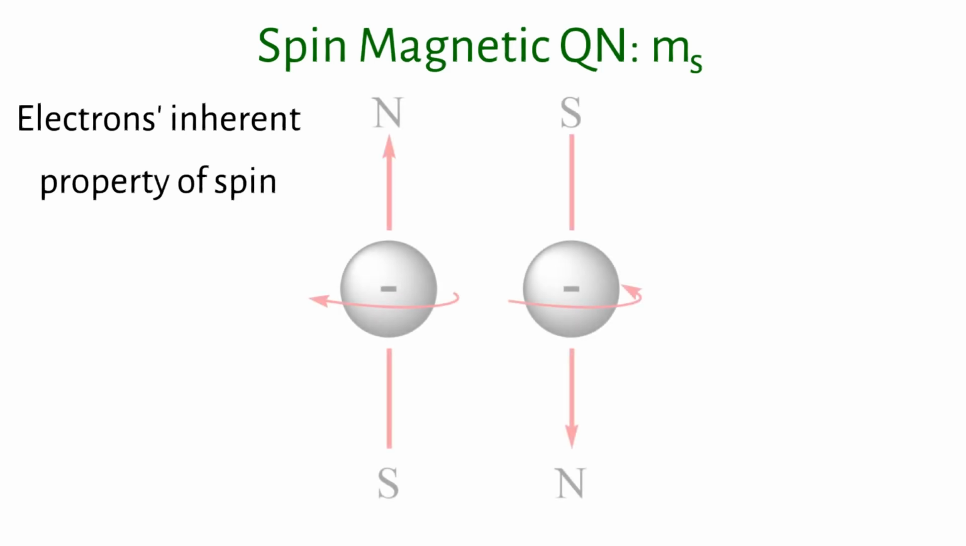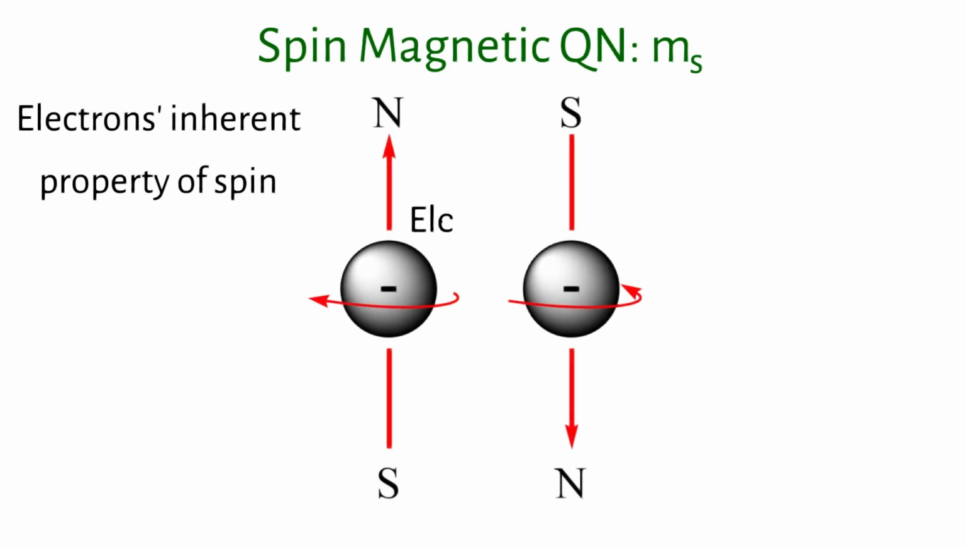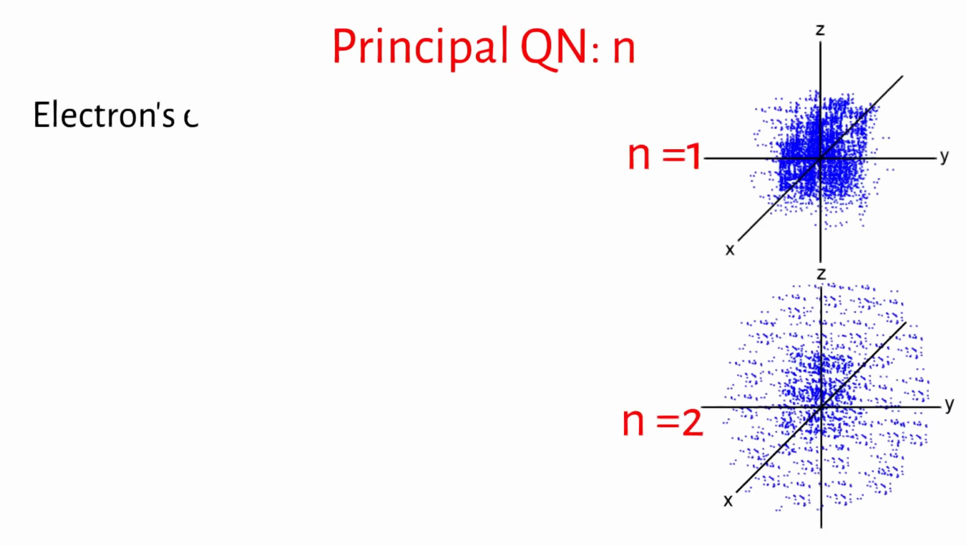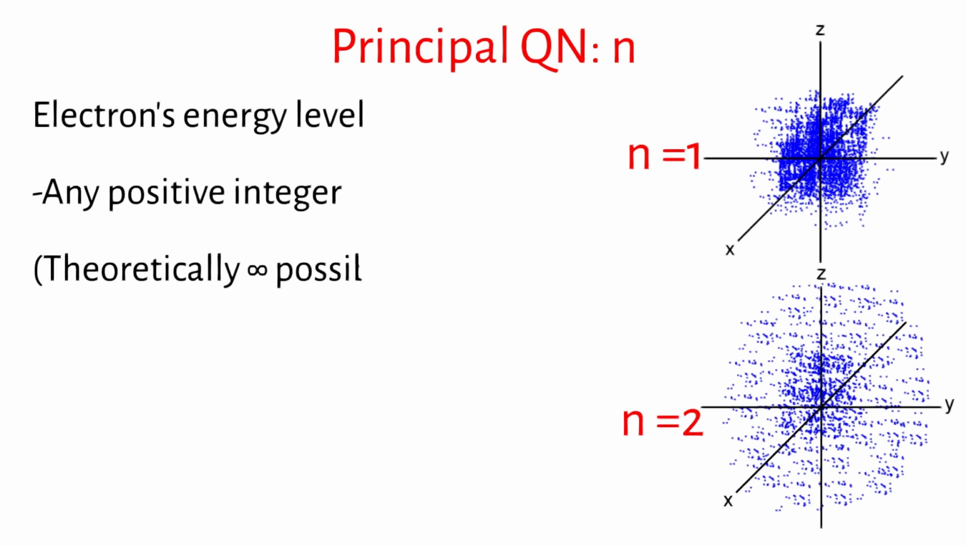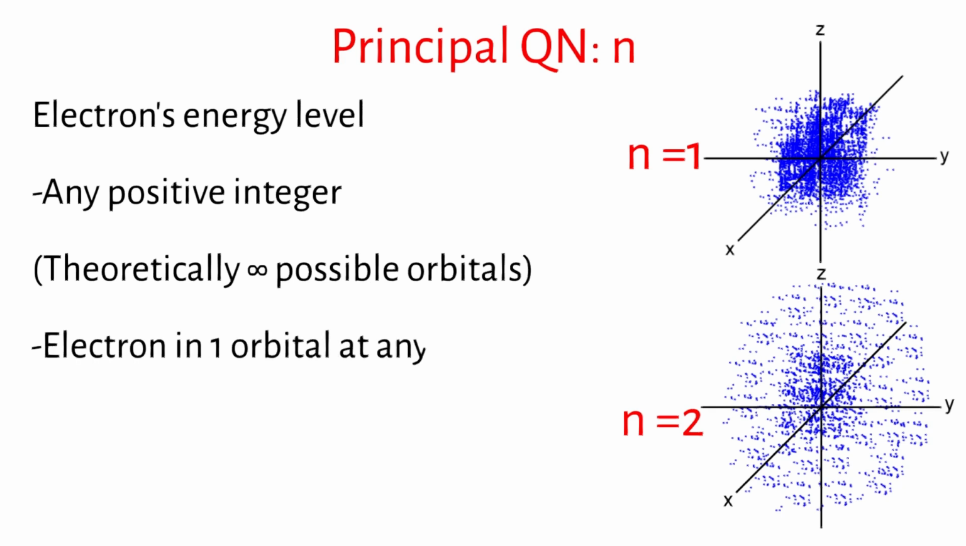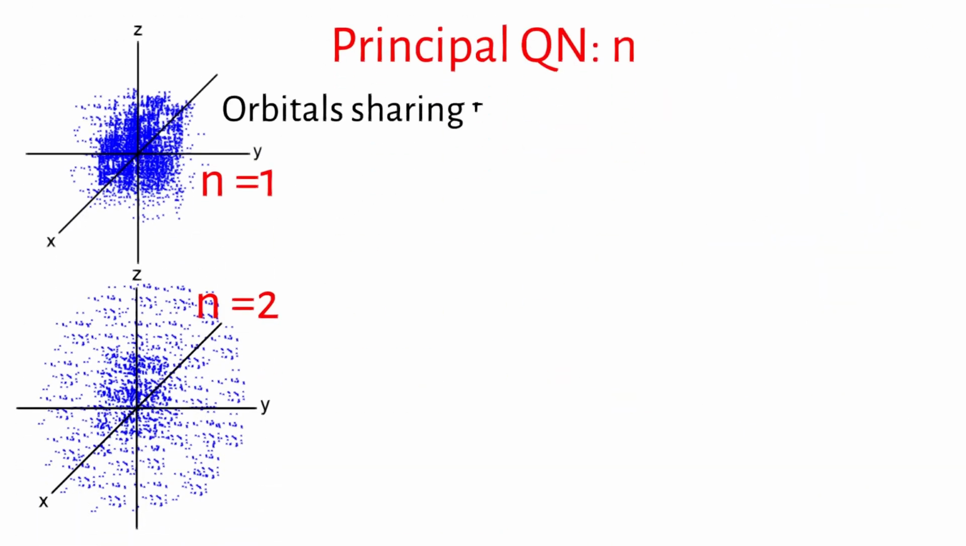Lastly, the spin magnetic quantum number m sub S relates to the electron's inherent property of spin and denotes the direction of the magnetic dipole that is produced by a spinning electric charge. The values for m sub S are negative 1/2 and positive 1/2. The principal quantum number n represents the electron's energy level and can be any positive integer, indicating theoretically infinite possible orbitals for an electron. However, an electron resides in only one specific orbital at any time, with the rest remaining unoccupied. Groups of orbitals sharing the same n value form what is known as an electron shell.